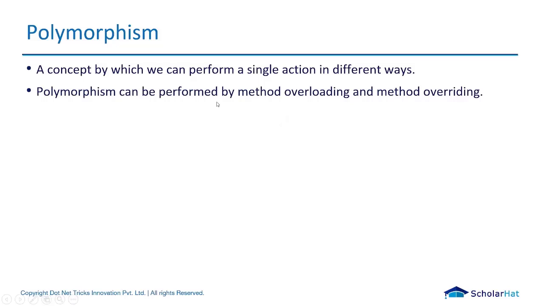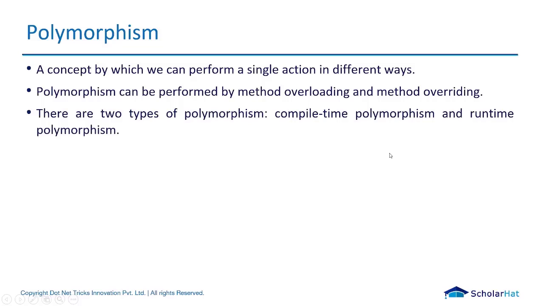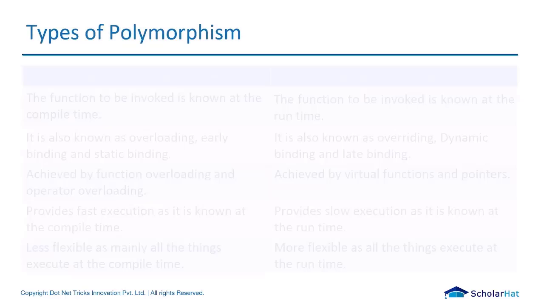Polymorphism can be achieved by method overloading, that is function overloading, and method overriding. We'll see the types of polymorphism also. There are two types of polymorphism: compile time polymorphism and runtime polymorphism. We'll understand each one by one, what is compile time polymorphism and what is runtime polymorphism.